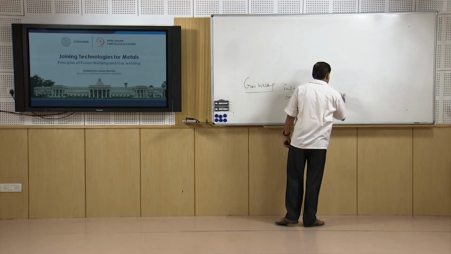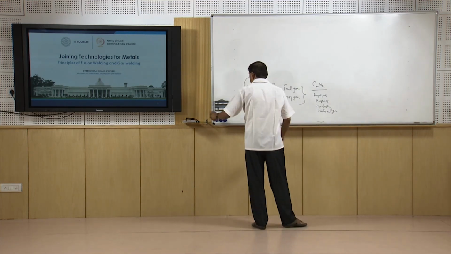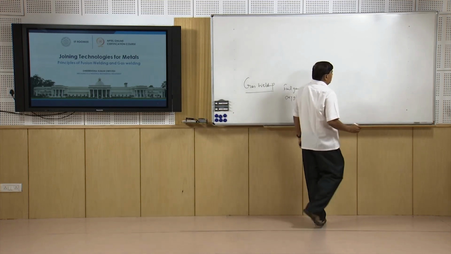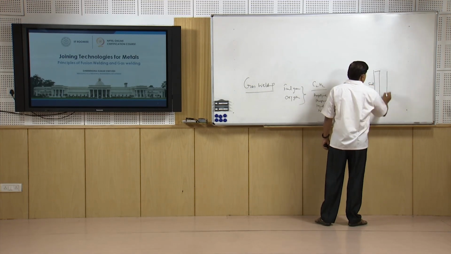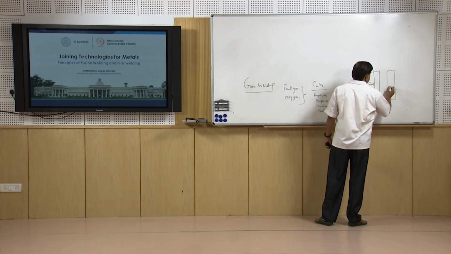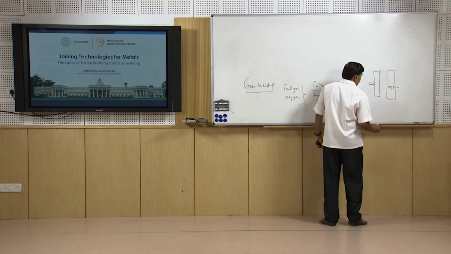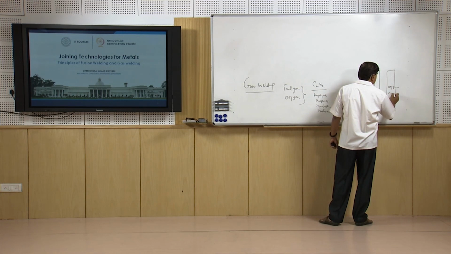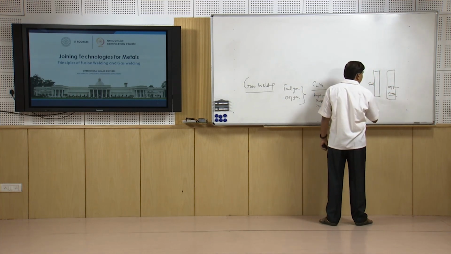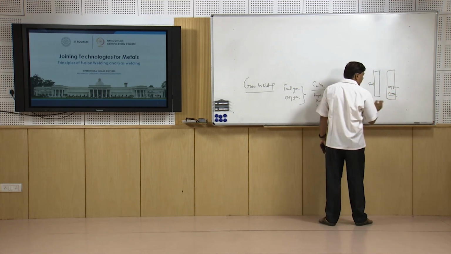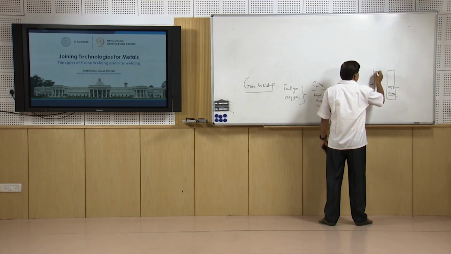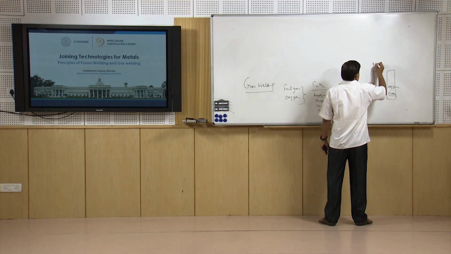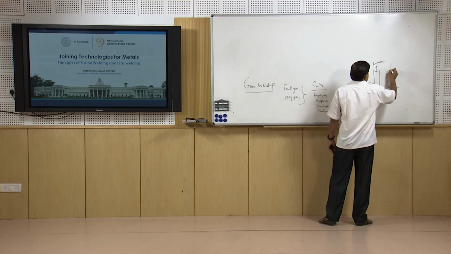Normally we use one cylinder for the fuel gas and another for the oxygen. This oxygen cylinder is normally coded with the green color, and the fuel gas cylinder is with the red color. There is a regulator with both cylinders.